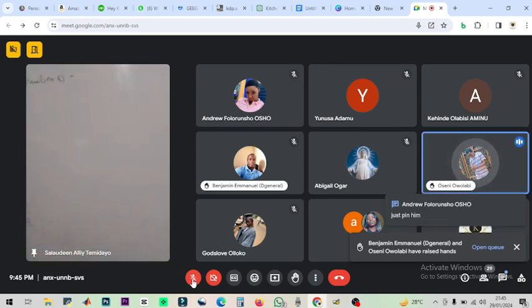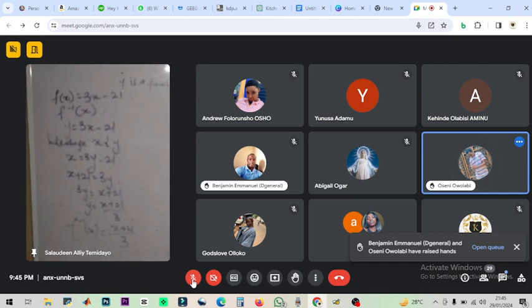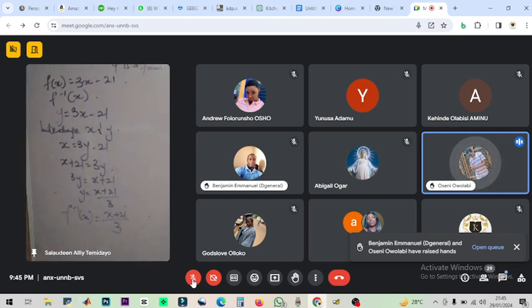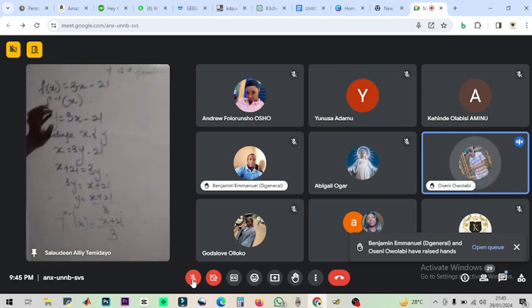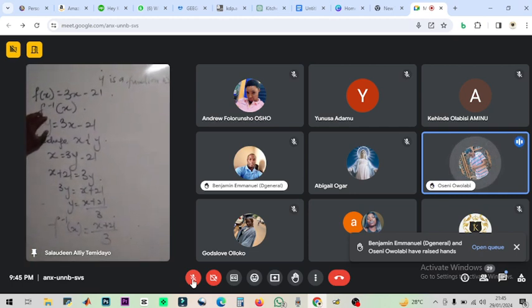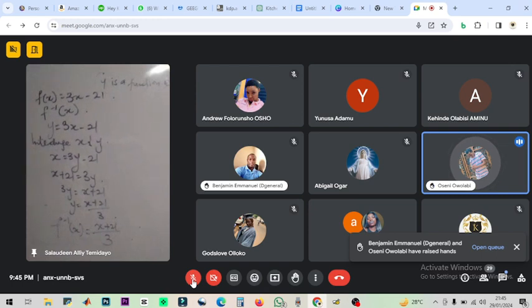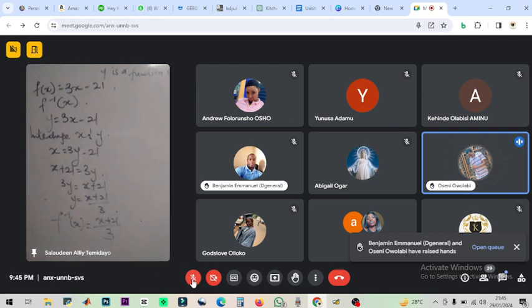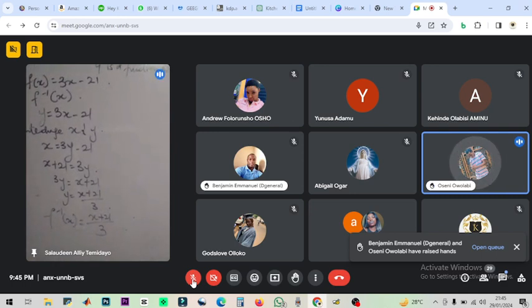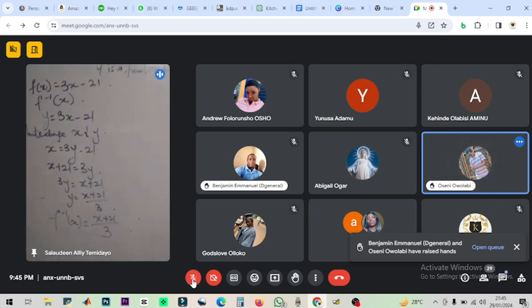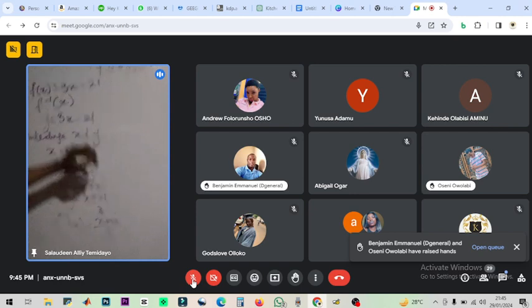Please, I'm lost here. Please bring your camera to the previous page. When you interchange, you said x comes before y. So I thought here it's supposed to be 3x minus 21. Why is it 3y? When you know it was supposed to be y equals 3x minus 21.